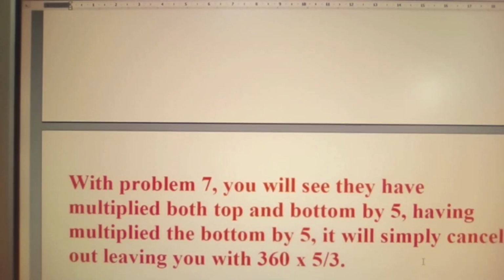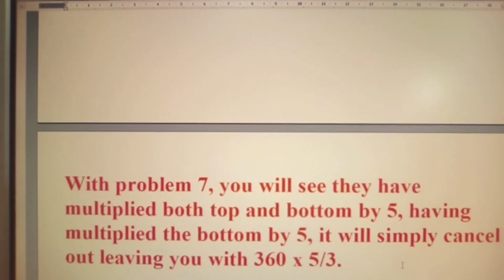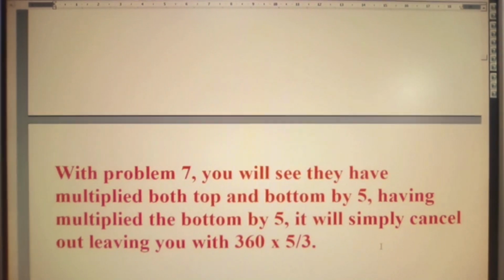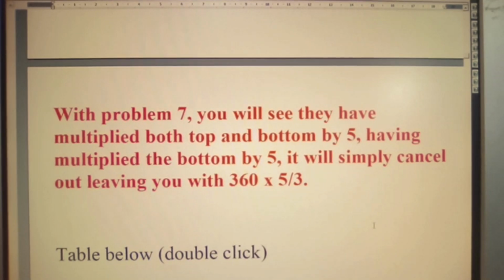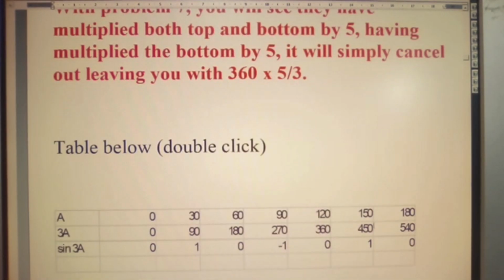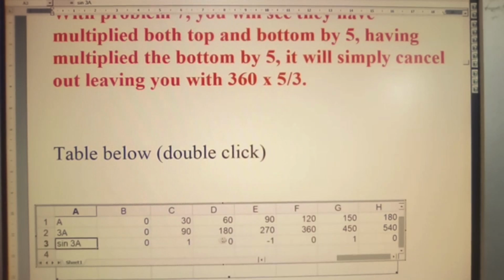Now with problem 7, you will see they have multiplied both top and bottom by 5. Having multiplied the bottom by 5, it will simply cancel out, leaving you with 360 times 5 over 3. And I've created a table here. So what I'm going to do now, I'm just going to double click my table, and I'm showing you here how I have the values of A, the values of 3 times A, and values of sine 3A.